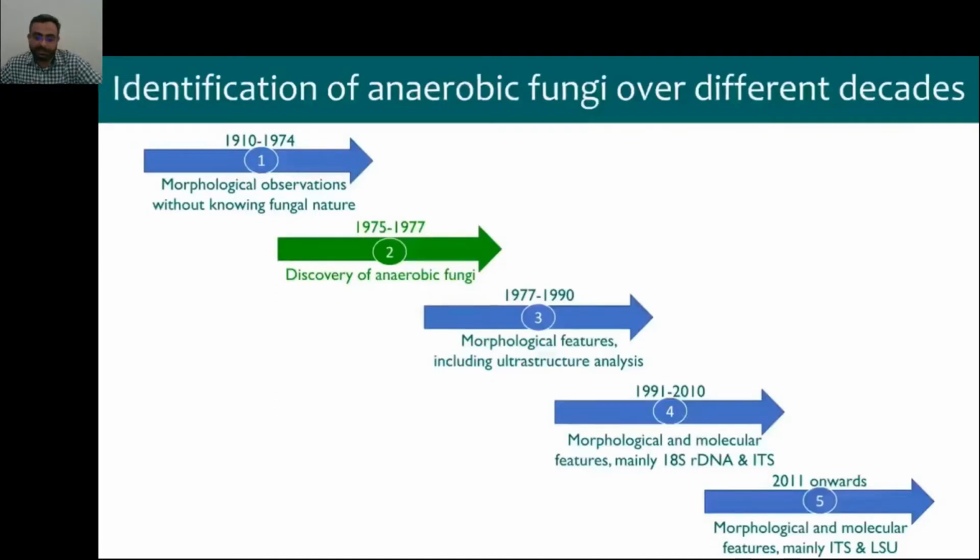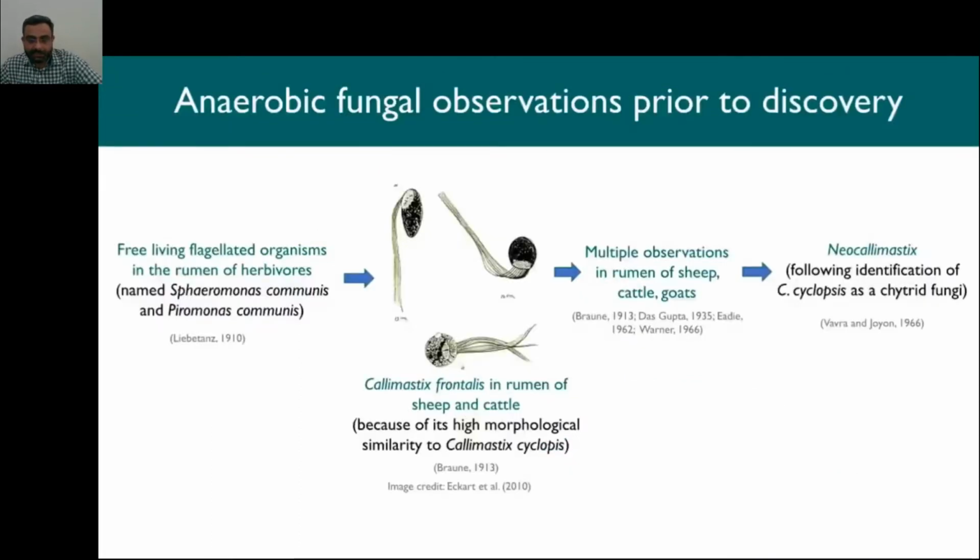Later on, several genera and species of anaerobic fungi were discovered over different decades, initially with the help of only the morphological features, including the ultrastructure analysis. And since the early 90s, the molecular tools, including 18S and later on the ITS, started to be used. And since 2011, we have also been using LSU in addition to ITS for the identification, along with the morphological features.